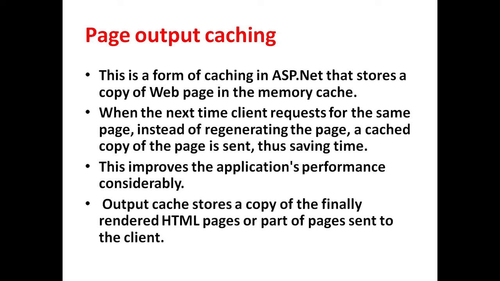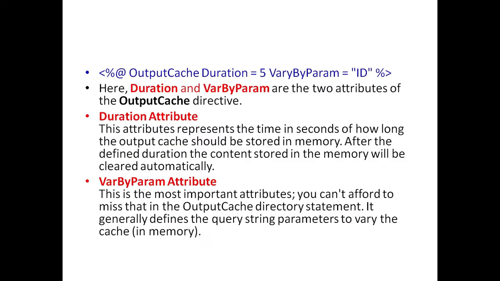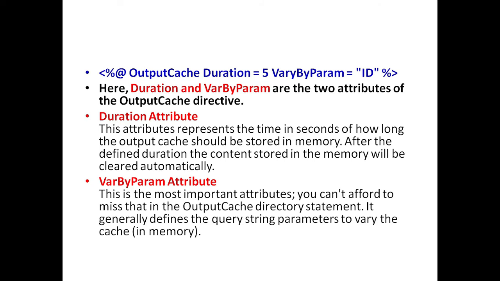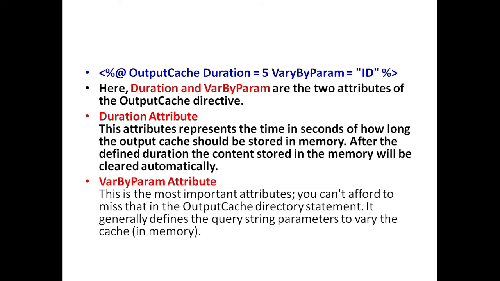Output cache stores a copy of finally rendered HTML pages or part of pages sent to the client. To define an output cache, this syntax is used. Here duration and var param are the two attributes of the output cache directives. Duration attribute represents the time in seconds of how long the output cache should be stored in memory. After the defined duration, the content stored in the memory will be cleared automatically.